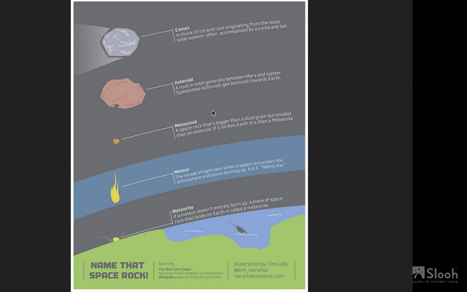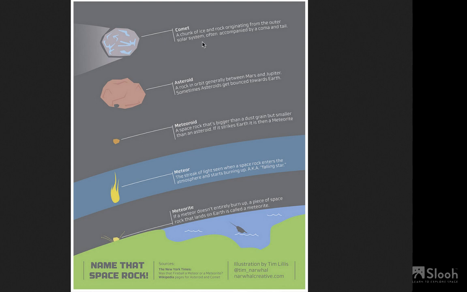So this is one of my favorite graphics on this topic. I think it displays it really nicely. You can see how these objects also depend on where they are compared to Earth. So at the top of the diagram, we have comet and asteroid. And so they are two very different things, mostly because of what they're made up of.